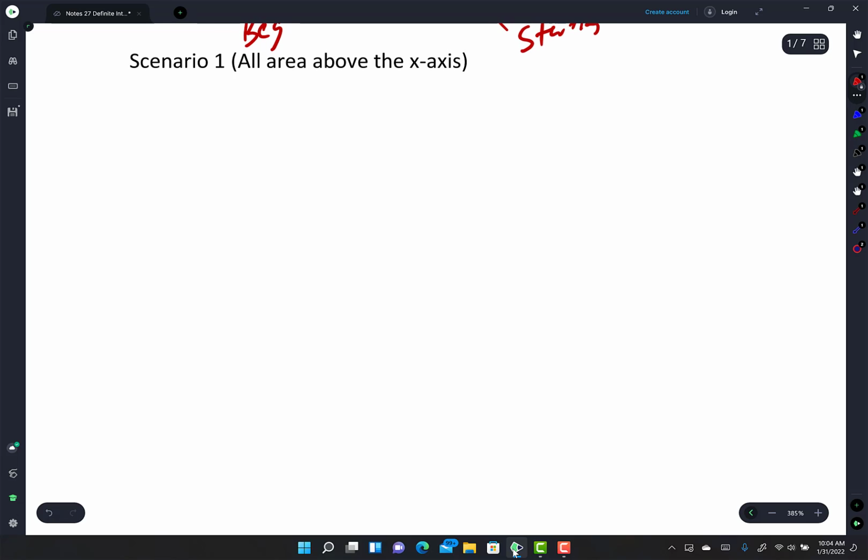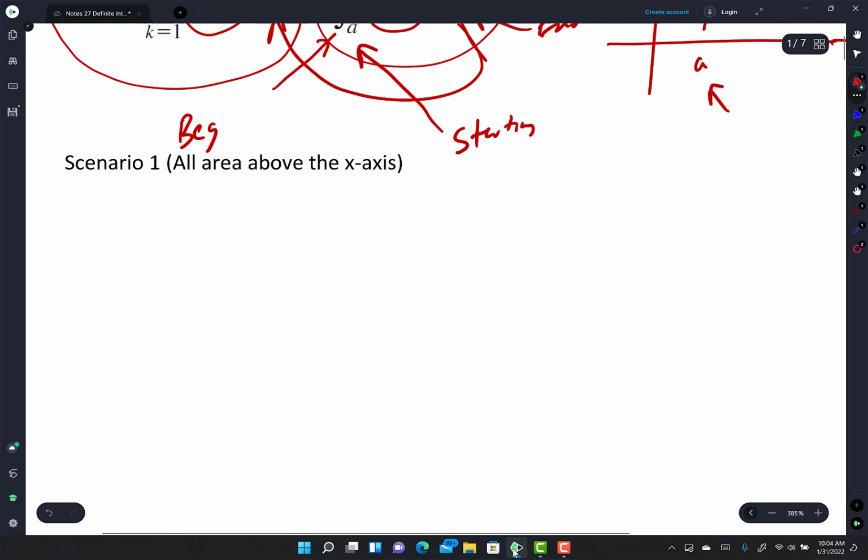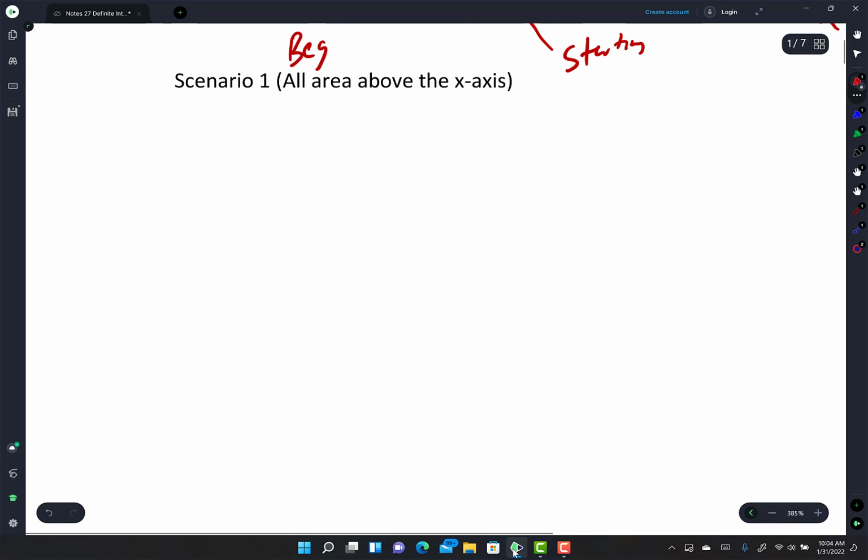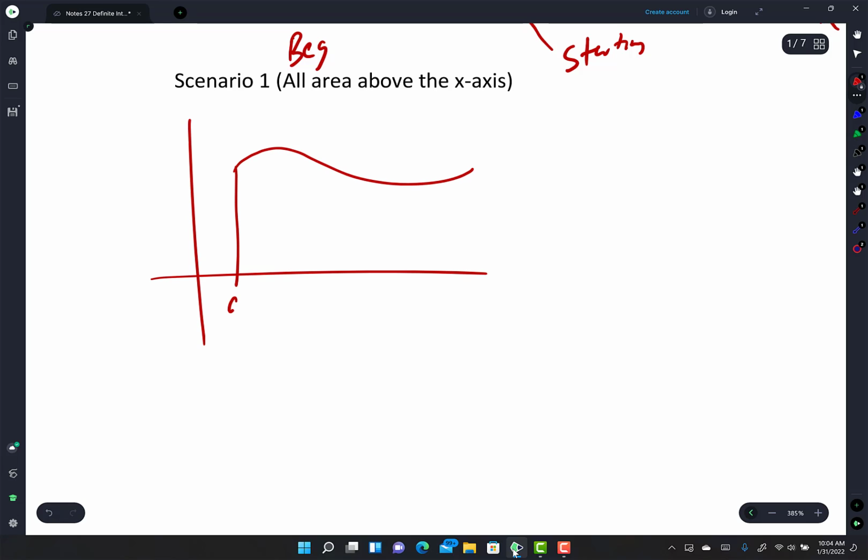So scenario one is like this formula, this example there. All area above the x-axis. So I'm just going to make something up. I'm going to call this A, and I'm going to call this B. And I'm going to say that all this area is equal to, what's a nice number, 20?